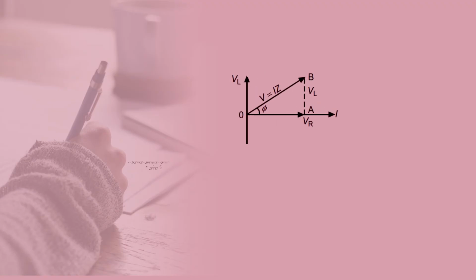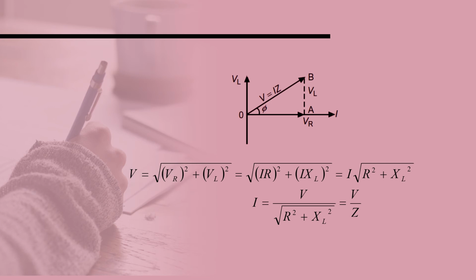By applying the Pythagoras theorem, you can also calculate this voltage V. It can be calculated as V equal to under root VR square plus VL square. Now put the value of VR as I into R, and the value of VL can be written as I into XL, where XL is the inductive reactance of the inductor. So this I square can be written as I square into R square plus XL square. This I can be taken outside, so it can be written as V equal to I under root R square plus XL square.